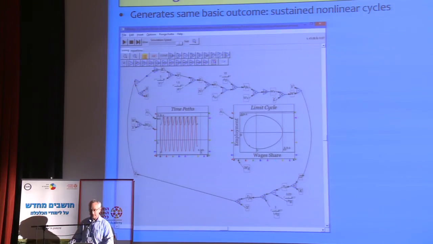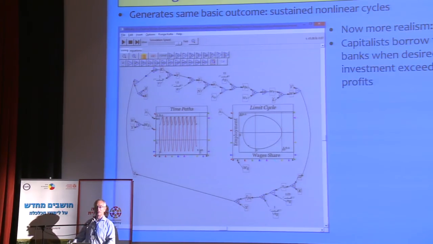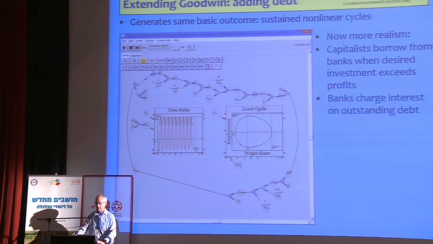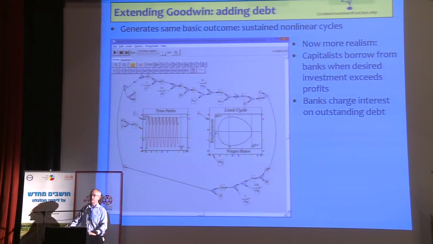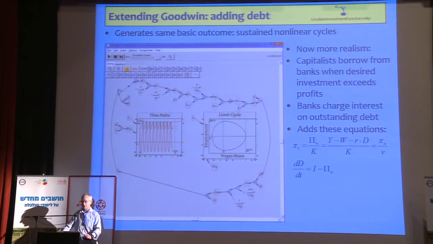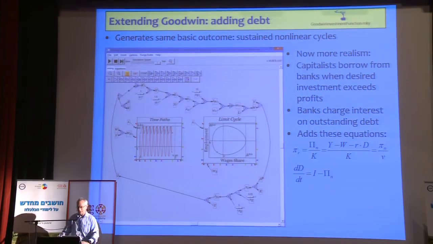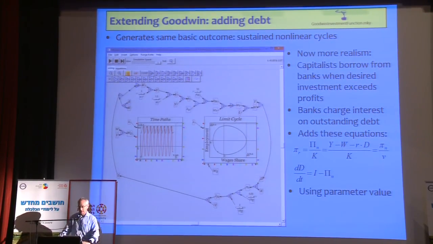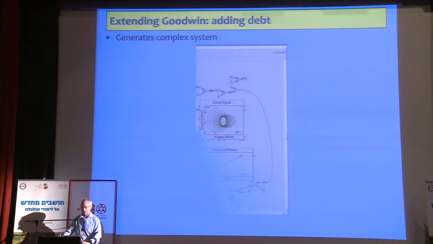They're slightly steeper. But I add a bit more realism and say, well, when they want to invest more than profits, they borrow money from a bank. And the bank then charges interest. Two more bits of realism. That means I've got to have an equation where profit is net of interest payments as well as wages, and the rate of change of debt is investment minus profits. And putting those parameters in here, the model I get has a rather different behaviour.